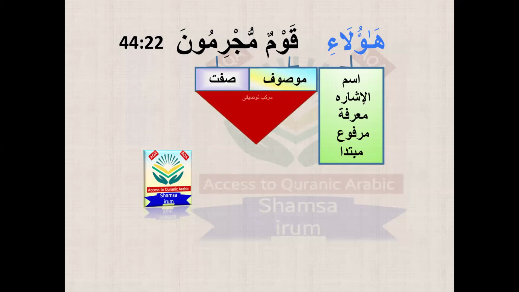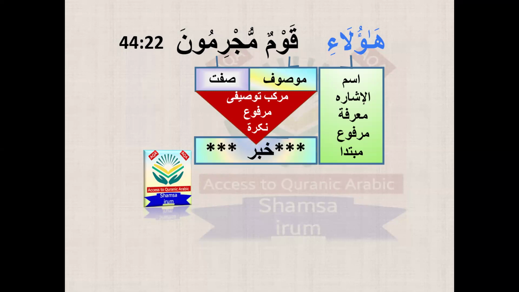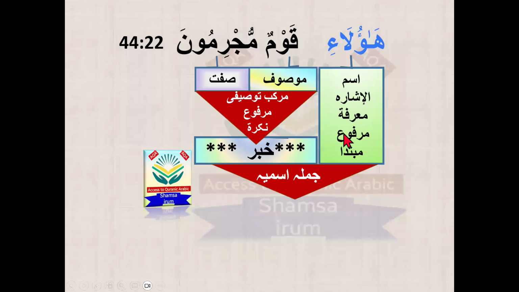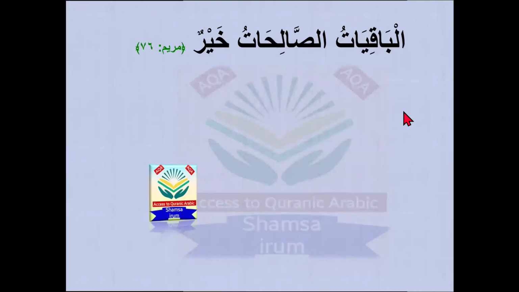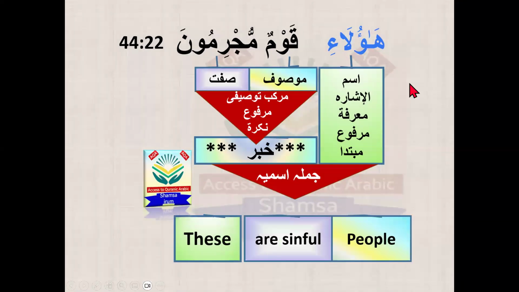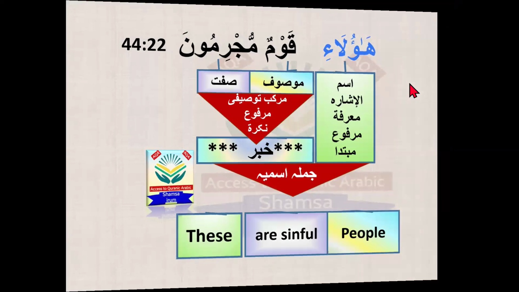So mausuf sifa is murakkab tawsifi. This murakkab tawsifi is marfu and nakira, so it completes the requirements of the khabar. Mubtada and khabar is jumla ismiya. First we will translate the mubtada, these, and for the khabar we will translate first the sifa and then the mausuf. So these are sinful people. Mujrimun means sinful. These are sinful people. If you notice, here also the murakkab tawsifi is used as a khabar.